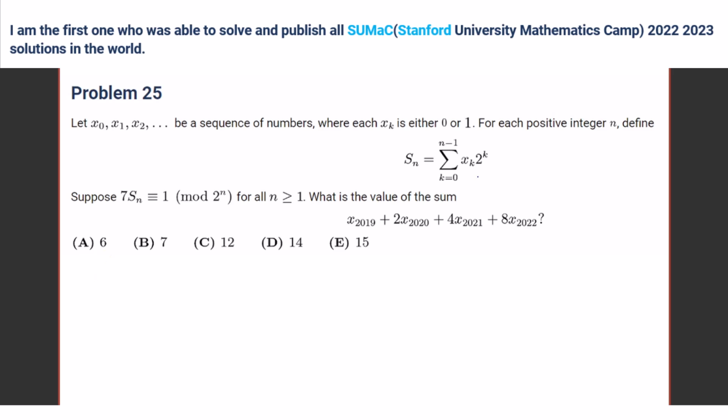x0. So look, Sn is what? Is x0 plus 2x1 plus ... plus 2 to the n minus 1 times xn minus 1, right? Yeah. So for x0 here we have this condition. If we say n is 1, it means that 7 S1, S1 is x0, is congruent to 1 mod 2, right? Yeah. Because 7 is 1 mod 2, so we can say x0 is 1 mod 2, and because the xi's are either 0 or 1, x0 is 1, right?